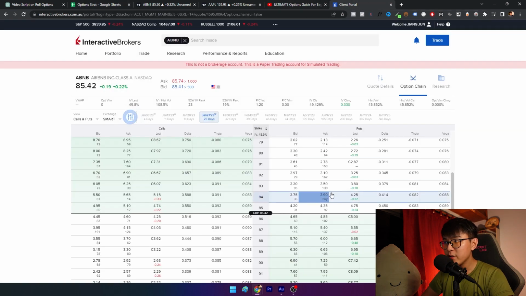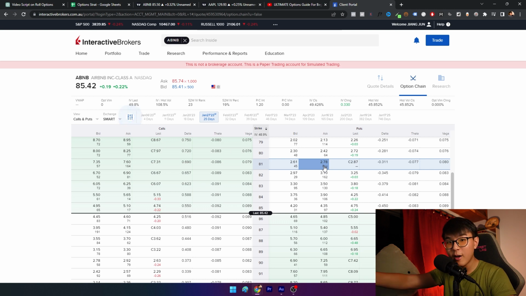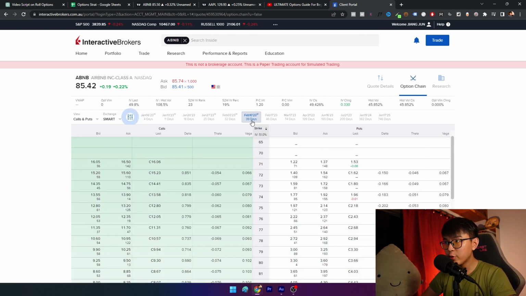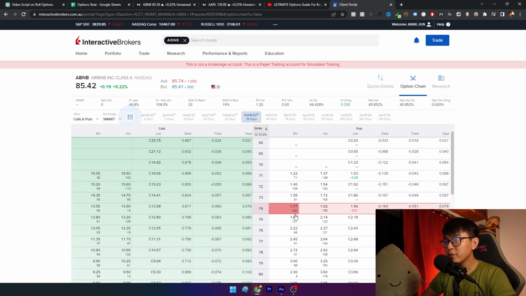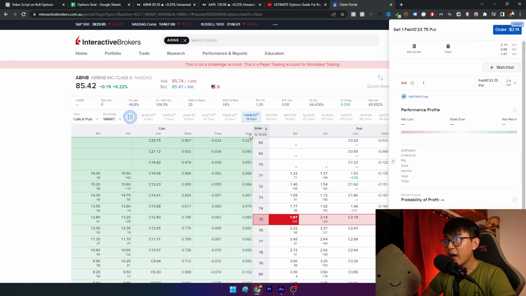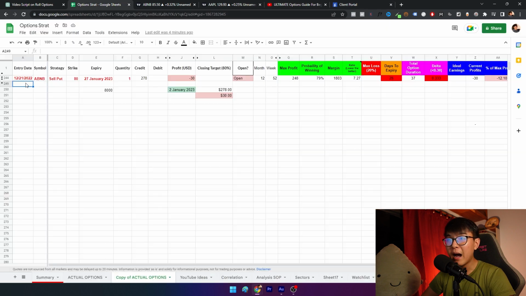It's actually quite easy for me to recuperate $30. As long as I sell another put option further down the road that gives me more than $30, I am fine. In this case, let me choose a further expiry date of February 10th. If I sell a put option that has a strike price of $75 and expires by February 10th, I'll get paid $197.